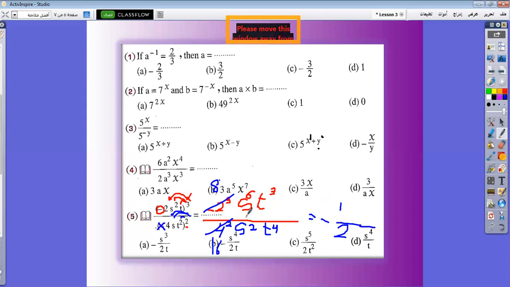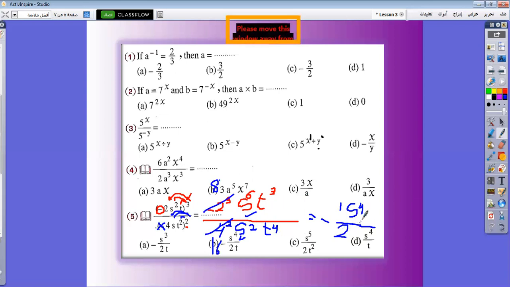Okay. After that, s to the power 6 divided by s power 2. You have the same base, s and s, so we subtract the powers. 6 minus 2 is 4, so it will be s power 4. And after that, t power 3 divided by t power 4 will be t power 3 minus 4, which is t power negative 1.